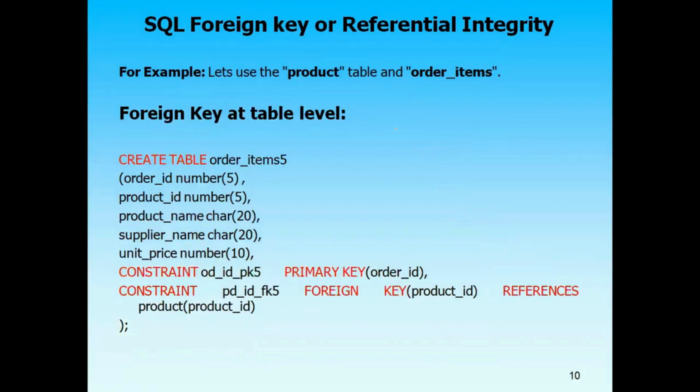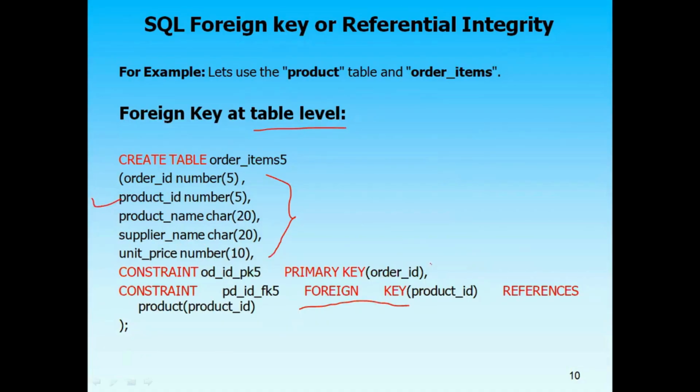Now we'll see the syntax for creating the foreign key at the table level, right? Again, my rules for creating the constraint at the table level are the same as the primary key, only my constraint is different here, the foreign key constraint. So first declare all the attributes of your table, and at last, before closing your bracket, you can mention which field of the table you want to make as a foreign key here.